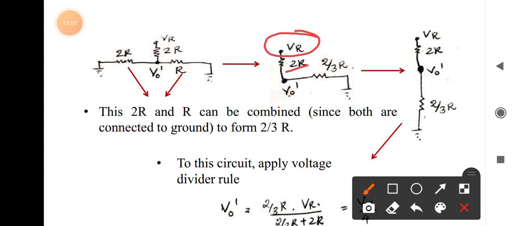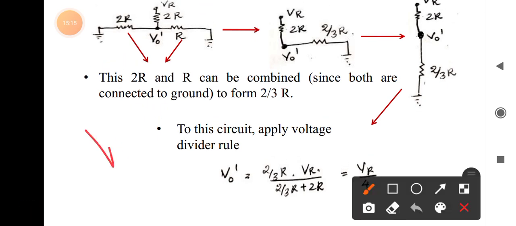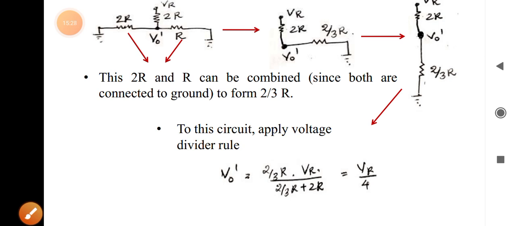So here we apply the voltage divider rule. V naught dash is equal to 2 by 3 into VR, 2 by 3 into VR by 2 by 3 plus 2R. Applying this voltage divider rule, what do we get? We get what V naught dash is. So here V naught dash is equal to VR by 4.